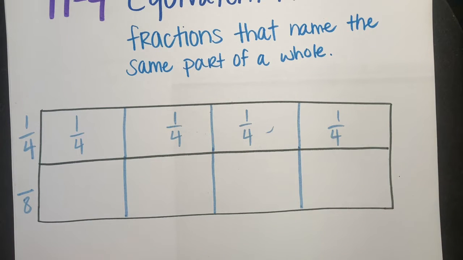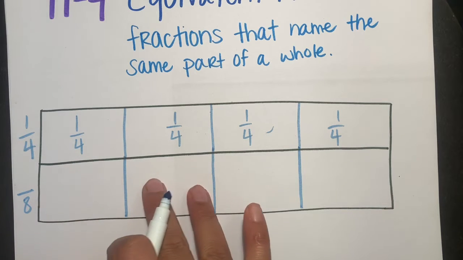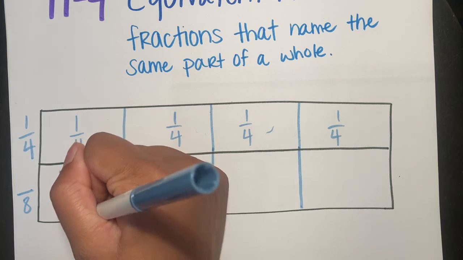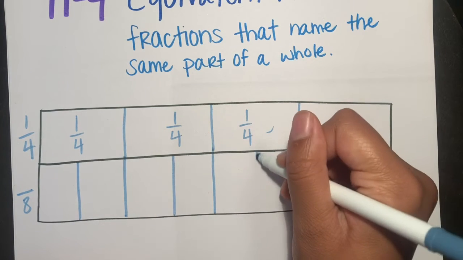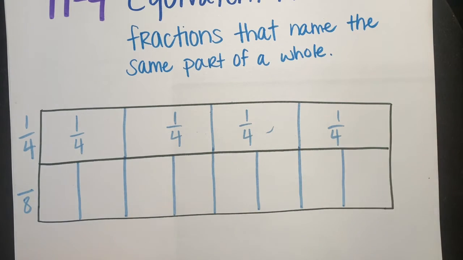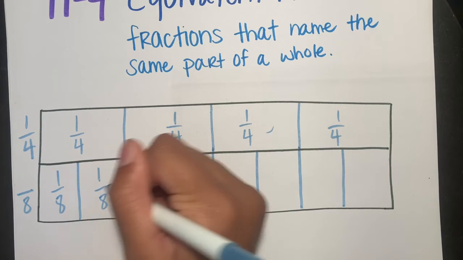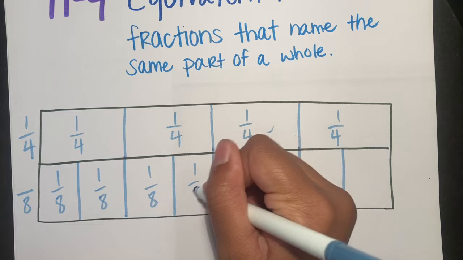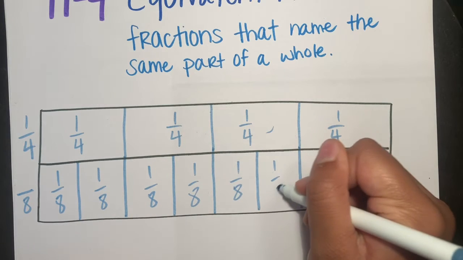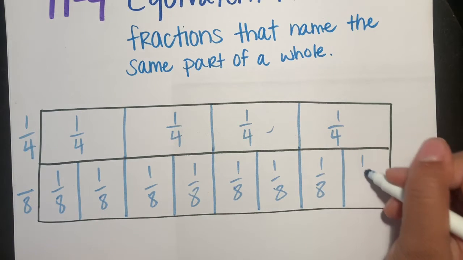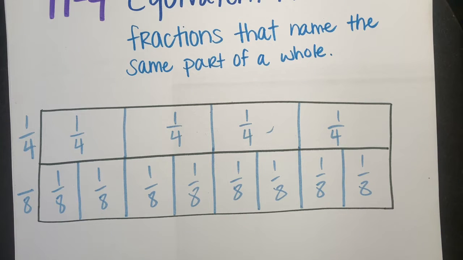And we have 4. So now we have 4 boxes. This still means that each box needs 2 in it to make 8. So we'll do that now. And we can go ahead and label. So this is us making our own fraction strips.